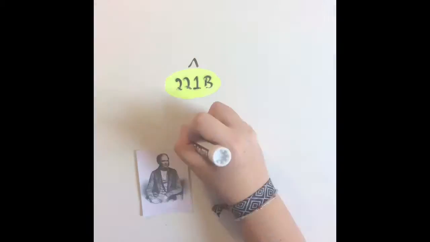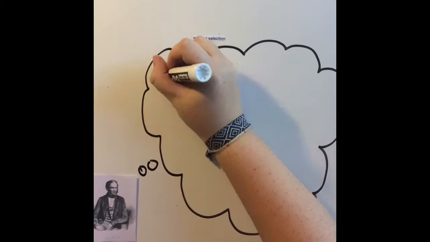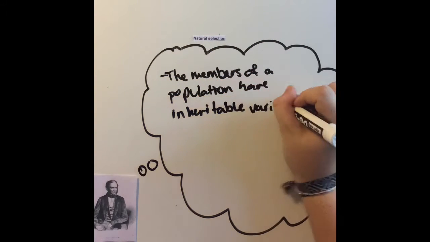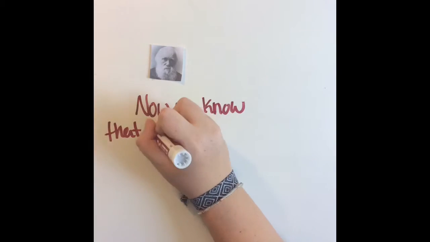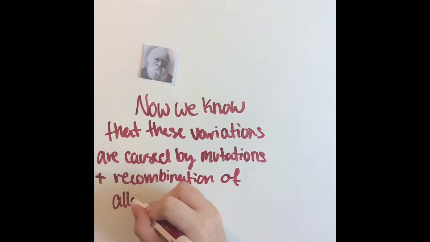Back in England, Darwin concluded that adaptations develop over time, and he proposed the process of natural selection. This concept suggests 4 steps to adaptation. First of all, members of a population have inheritable variations. Variations within a population of a species occur for a multitude of traits, many of which are inheritable.